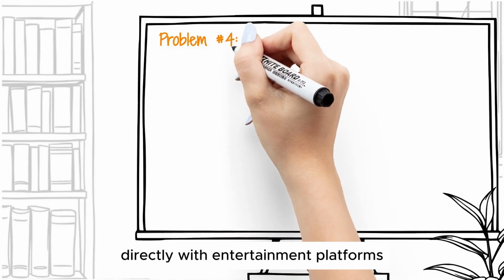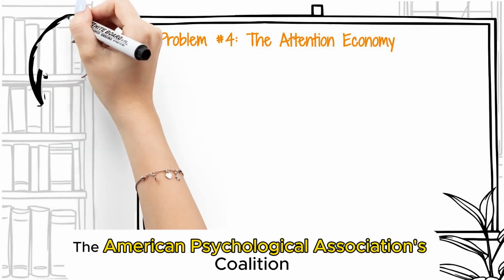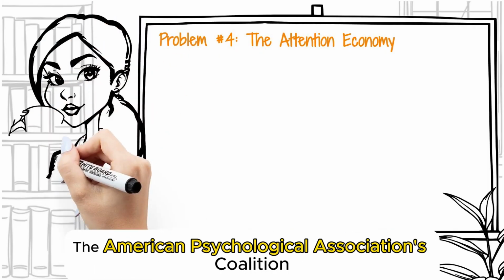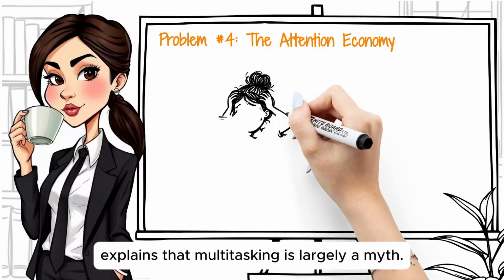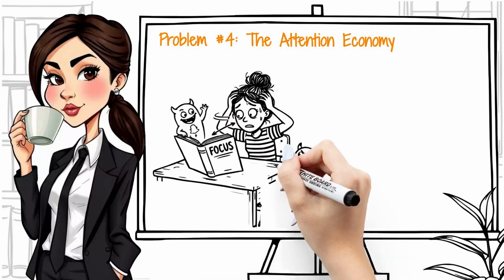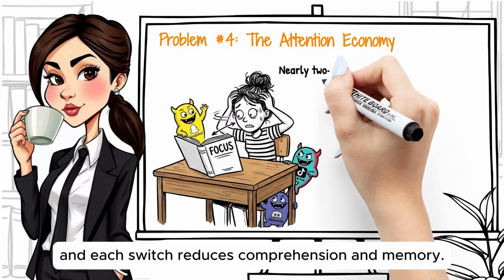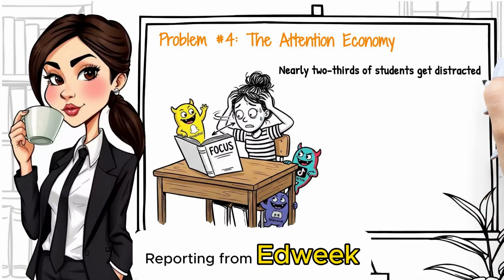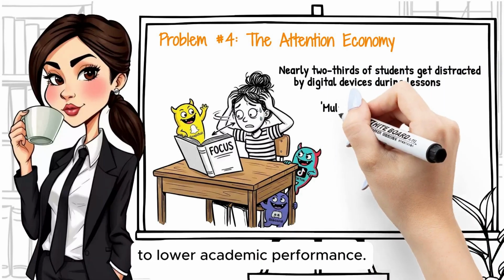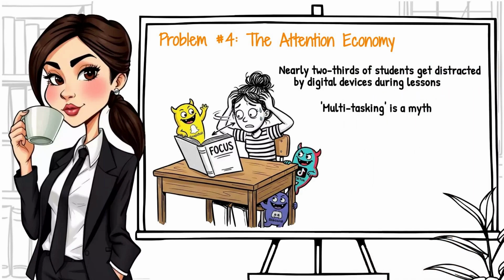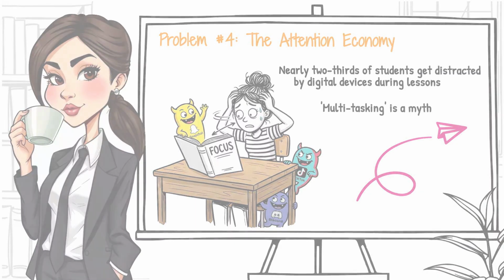Another challenge is distraction, or the attention economy. Online learning competes directly with entertainment platforms designed to capture attention. The American Psychological Association's Coalition for Psychology in Schools and Education explains that multitasking is largely a myth. Students rapidly switch attention, and each switch reduces comprehension and memory. Reporting from EdWeek further links digital distraction during instruction to lower academic performance. Being logged in does not mean being cognitively engaged.